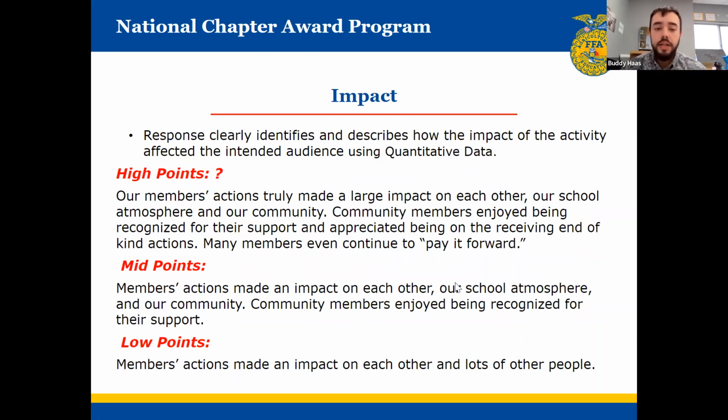Impact is the other thing that has changed or improved from last year to this year. For the impact area, the summary says the response clearly identifies and describes how the impact of the activity affected the intended audience using quantitative data. The big change here is that we added the quantitative data to the impact side. So as you're reading the impact, can you identify who the intended audience is? And is it describing how the impact of the activity affected them using quantitative data?